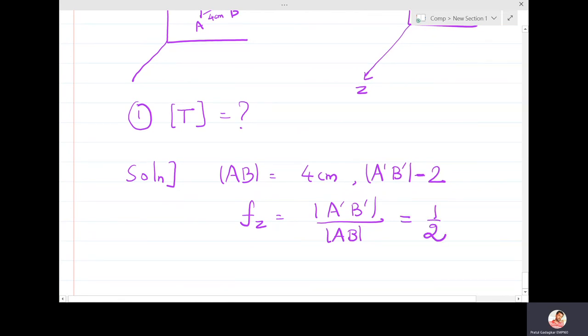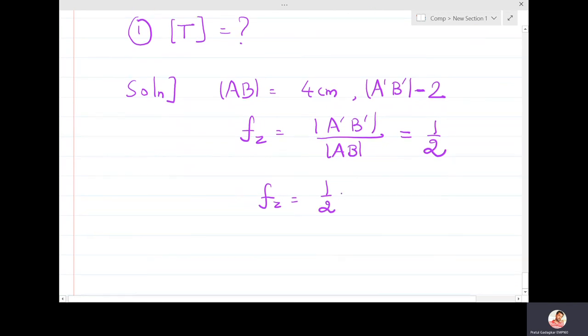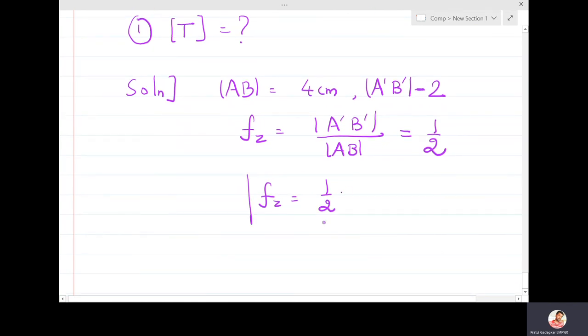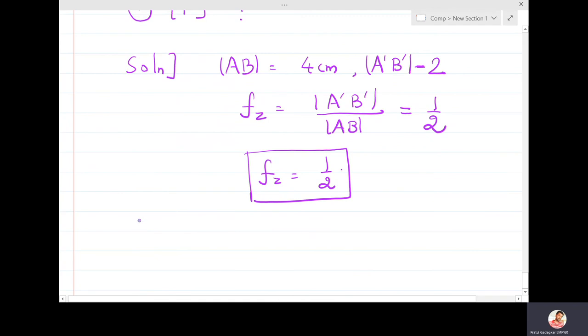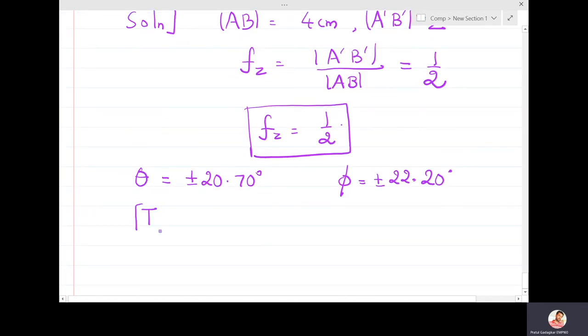So it is coming to be half. So indirectly here FZ is equal to how much? Half. And therefore we know that once FZ is given to you, you can now find the value of theta, we can now find the value of phi, and we know from the above problem the value of theta comes out to be plus minus 20.70 degrees, and phi comes out to be plus minus 22.20 degrees, and therefore you are free to calculate the matrix of dimetric projection, which I have written above.